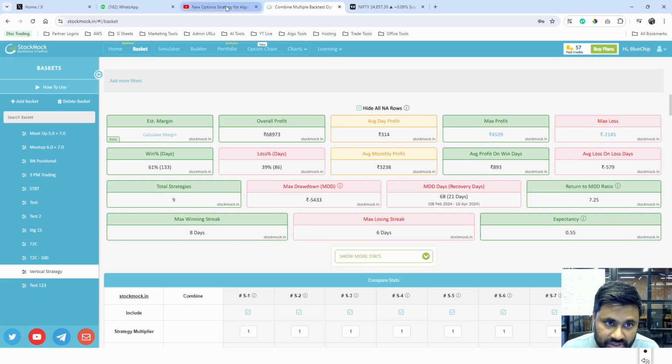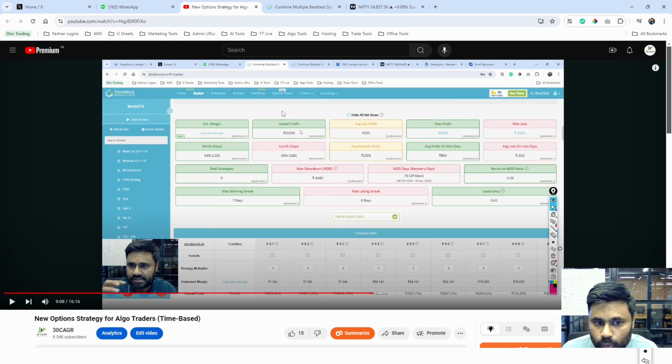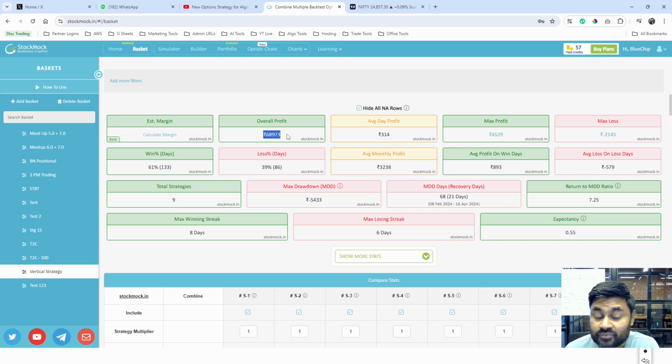Right? So let's go back to the previous strategy. The overall profit here was how much? 51,000. Now it's increased to 68 or 69,000, which means there is almost 35% or 37% extra ROI, right? Which is huge.